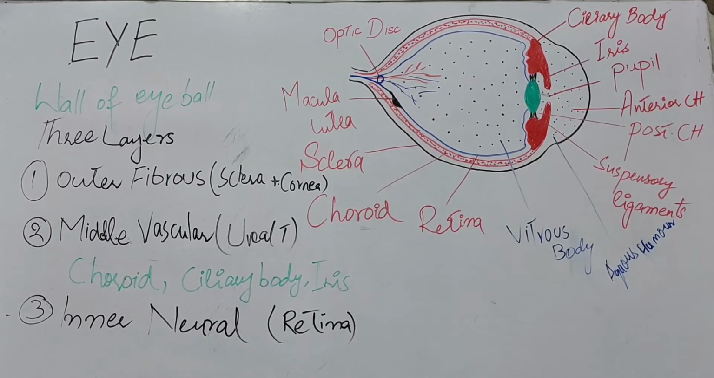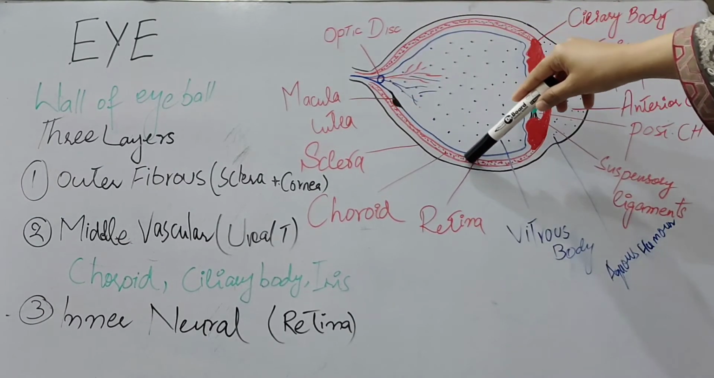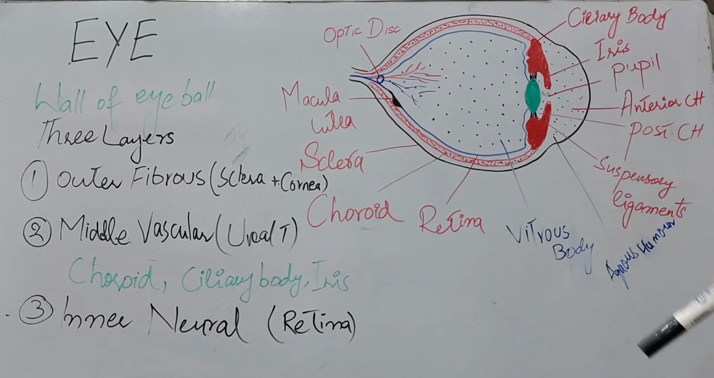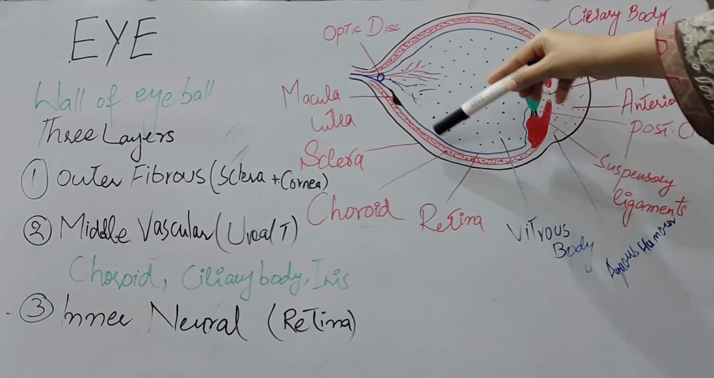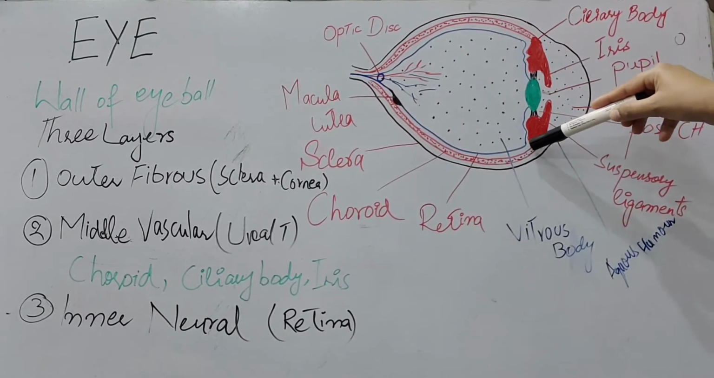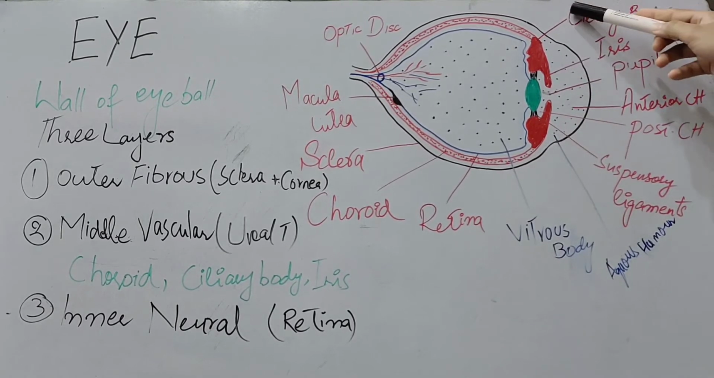The middle layer is the vascular layer. It is also known as uveal tract. It is further made up of choroid, ciliary body and iris. This red line is showing the middle vascular layer or uveal tract. In the posterior part of the eyeball it is known as choroid, while in the anterior part it forms a thickened portion, and this portion is known as ciliary body.